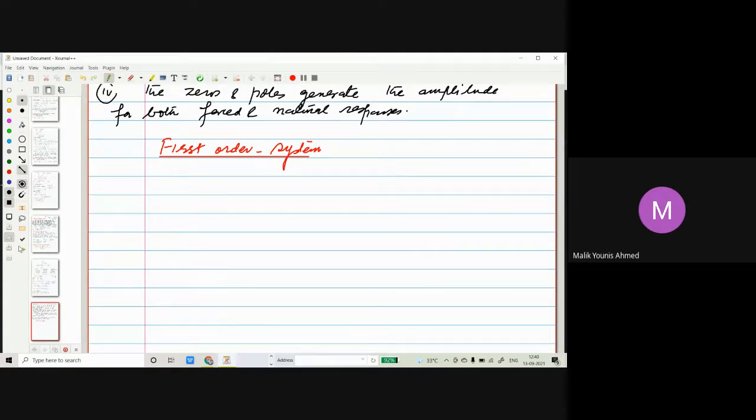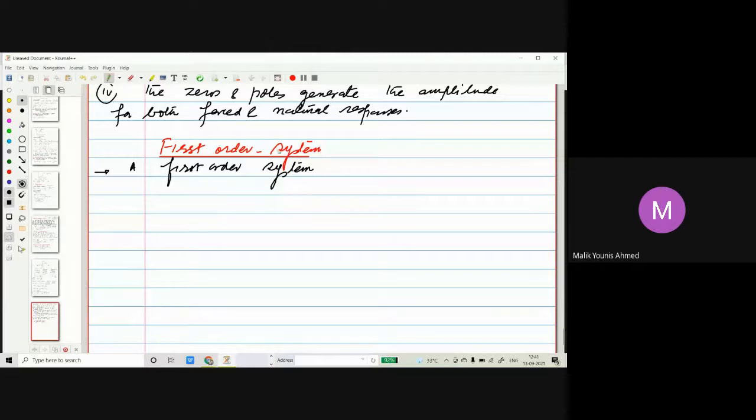A first order system means what? First of all, we should always know that first order system means in the denominator we will have a degree of 1. That's a first order. Second order will be defined like this. It's the same mathematical definition.